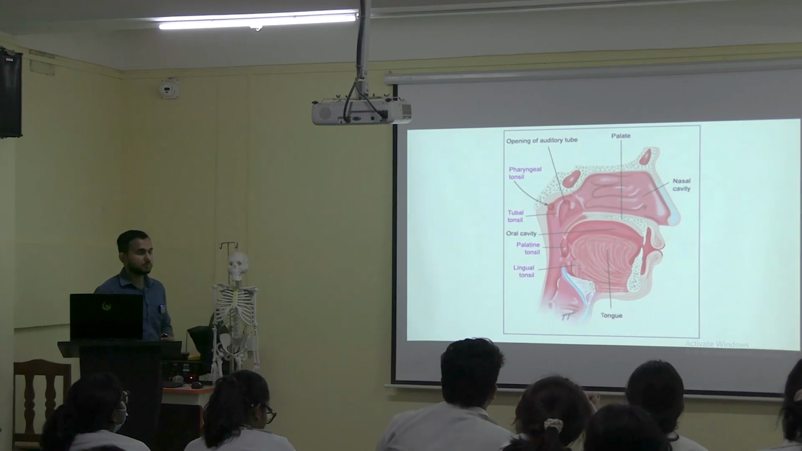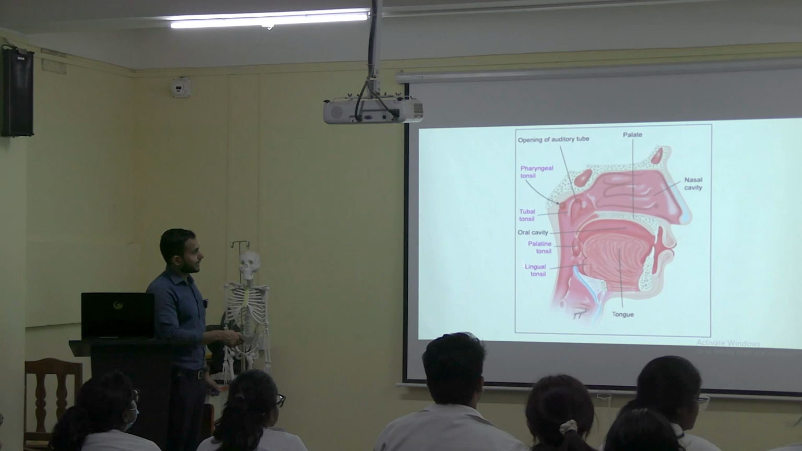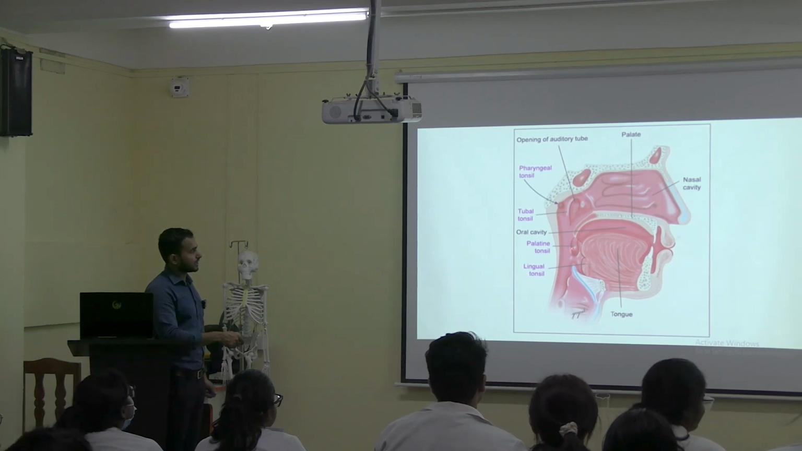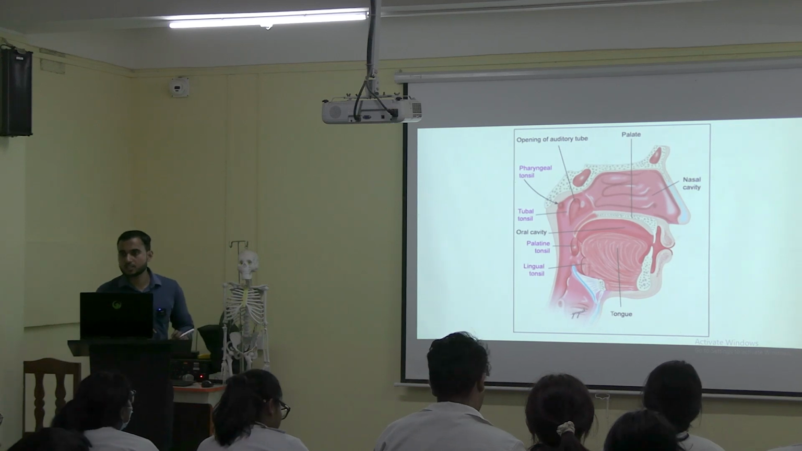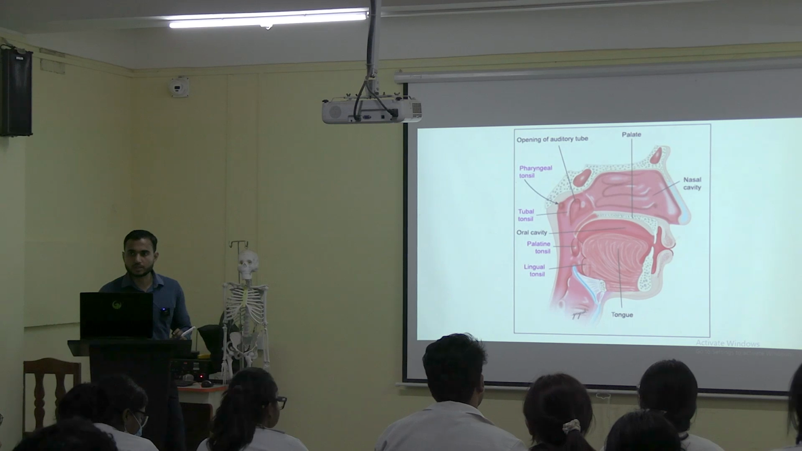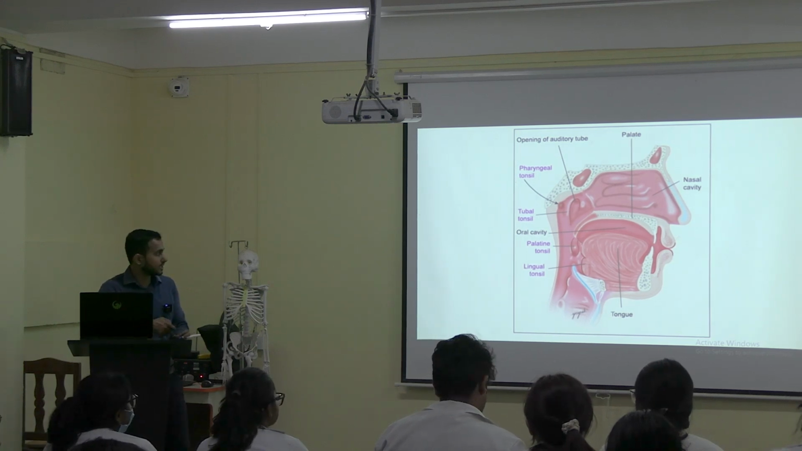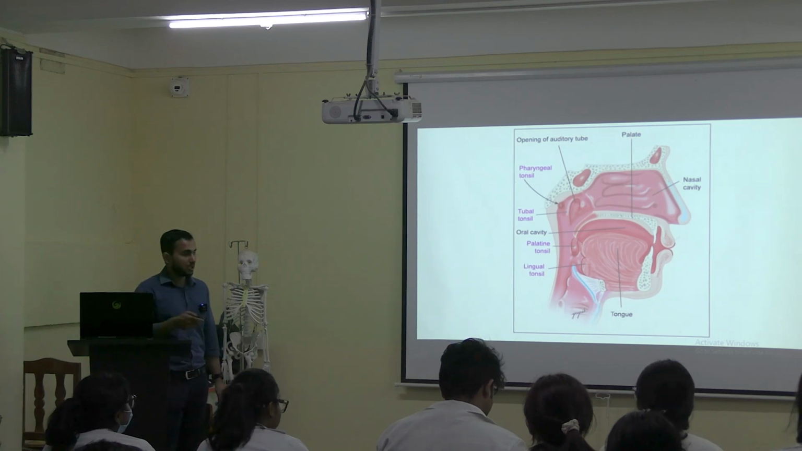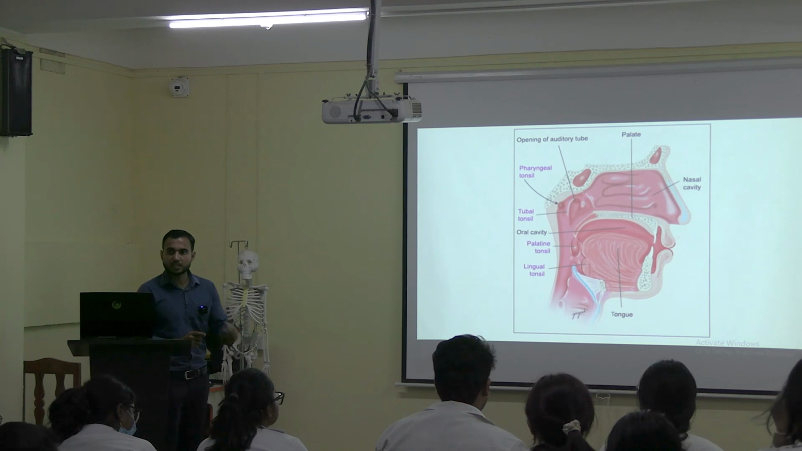Now here is the diagram. In this diagram, can you see the palatine tonsil? This is the palatine tonsil. On either side of the oropharyngeal isthmus, we will study what the oropharyngeal isthmus is, don't worry, in gross anatomy. On either side of the oropharyngeal isthmus, you can see the tonsillar fossa, where the palatine tonsils are present on either side, bilateral.